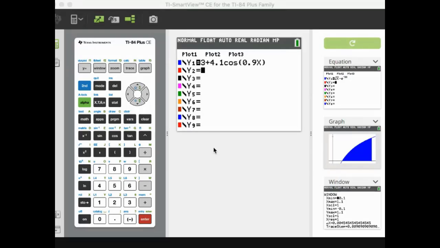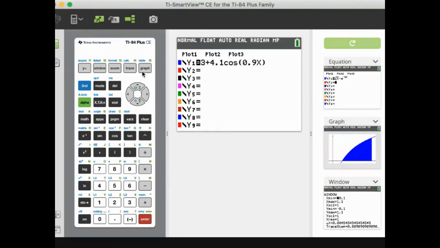So it did ask us to evaluate at x equals 4, okay? So that means I'm going to choose a window, and remember, cosine times 4.1: the maximum that cosine could be is 1, times 4.1 is 4.1. Cosine could also be negative 1, and negative 1 times 4.1 is negative 4.1. So 3 plus 4.1 is 7.1, and 3 minus 4.1 is negative 1.1.